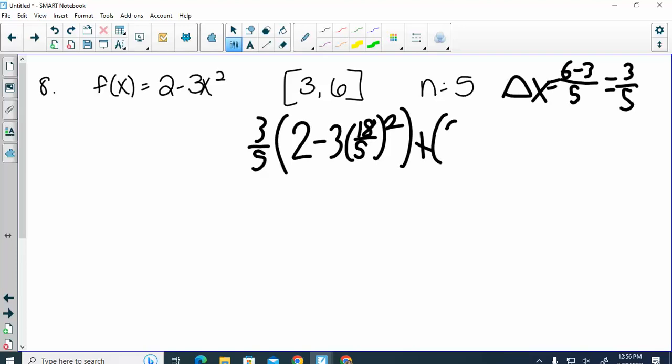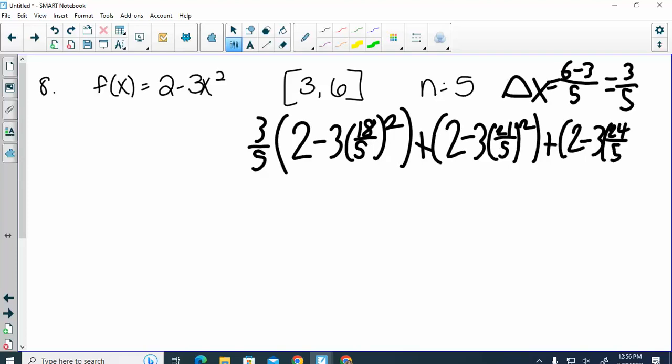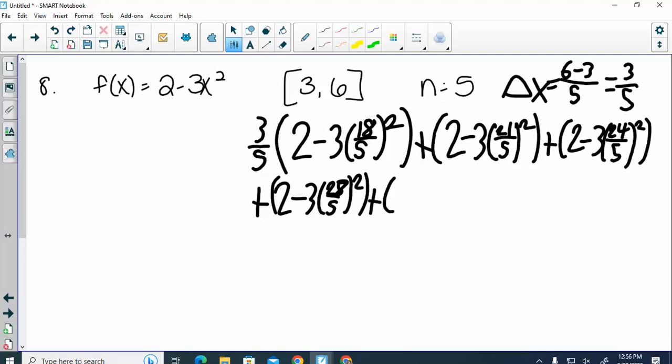plus 2 minus 3 times 21 over 5 squared, 2 minus 3 times 24 over 5 squared, plus 2 minus 3 times 27 over 5 squared, plus 2 minus 3 times 6 squared. Again, I don't have the answer calculated.